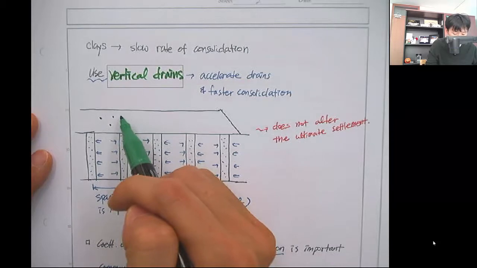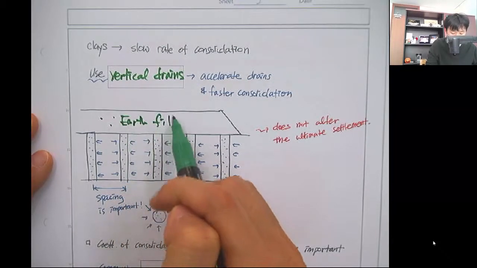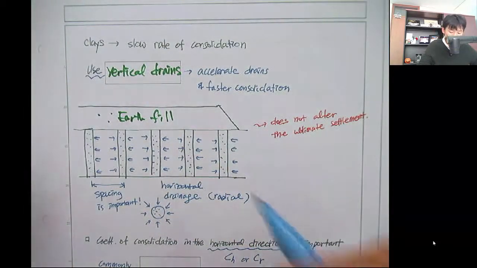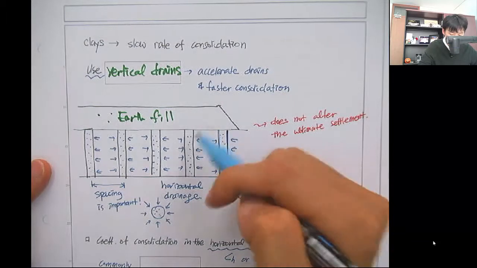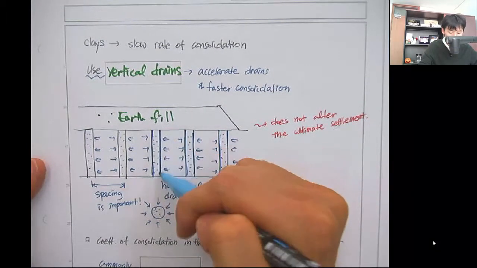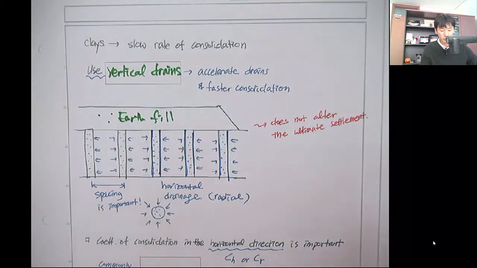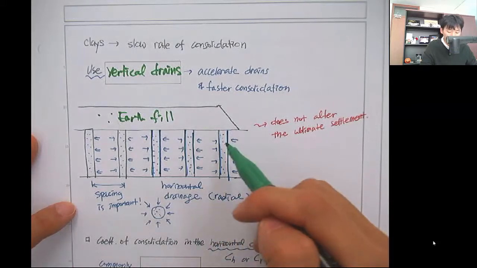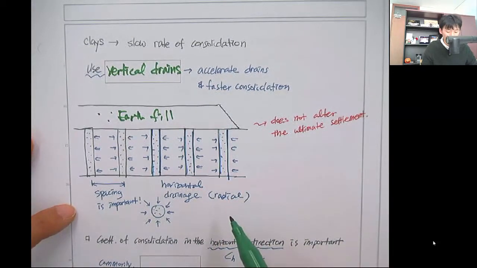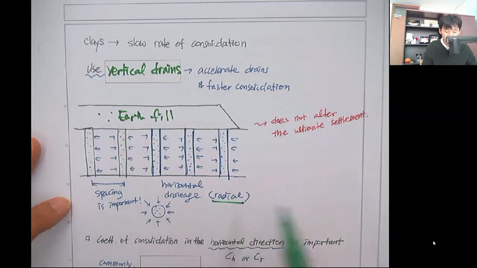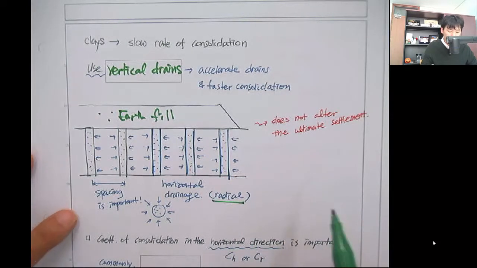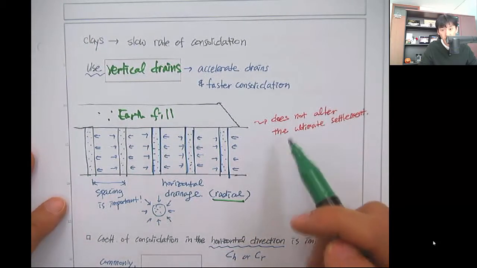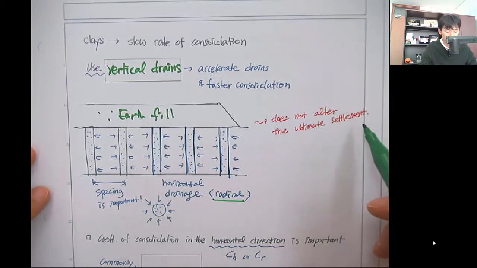So this is the earth fill. And you drill, install, and backfill this kind of sand column in the clay layer, or the silty clay layer, or some fine grained soil. The installation of this kind of vertical drainage induces the horizontal drainage, or the radial direction flow. So this only affects the rate of settlement. It does not alter the ultimate settlement, as we talked before.